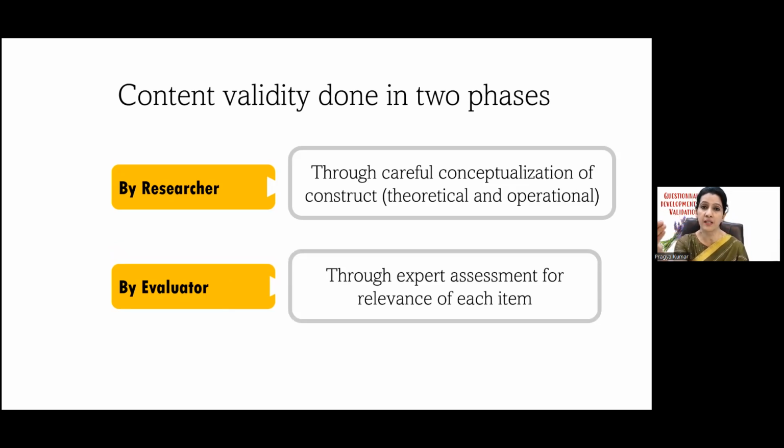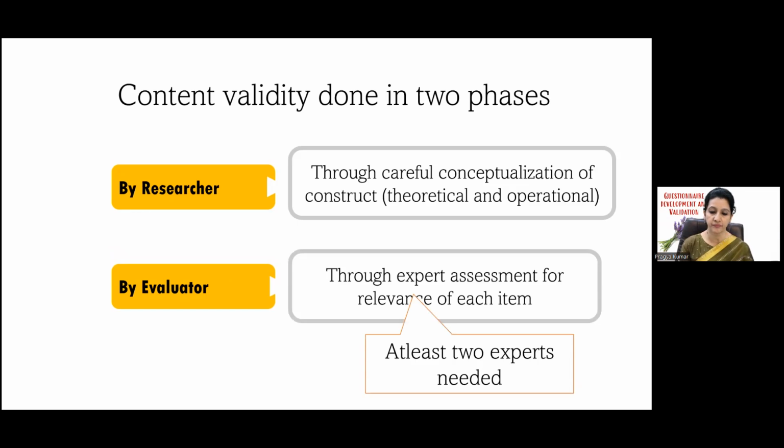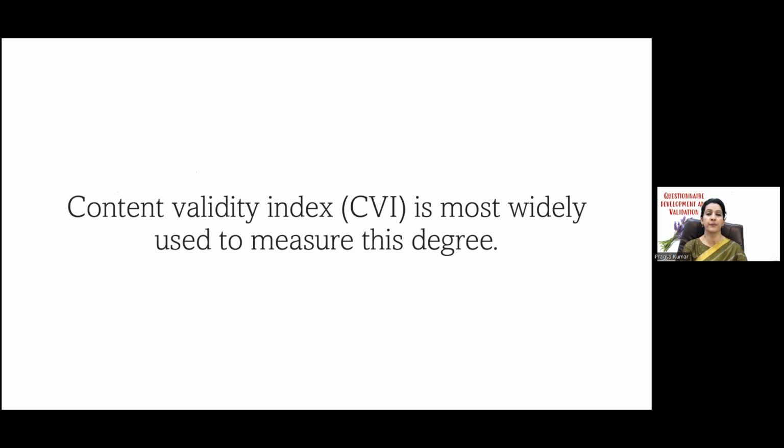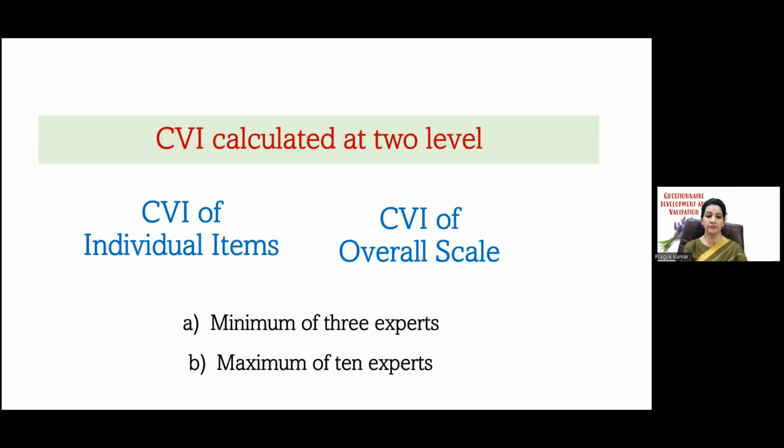The evaluator is the expert team which you form, and then through expert assessment, you gather the response over the relevance of each item. At least 2 experts are needed. So how to interpret the evaluator assessment result? Basically we most commonly use 2 types: content validity index and content validity ratio. The content validity index is most widely used to measure this degree.